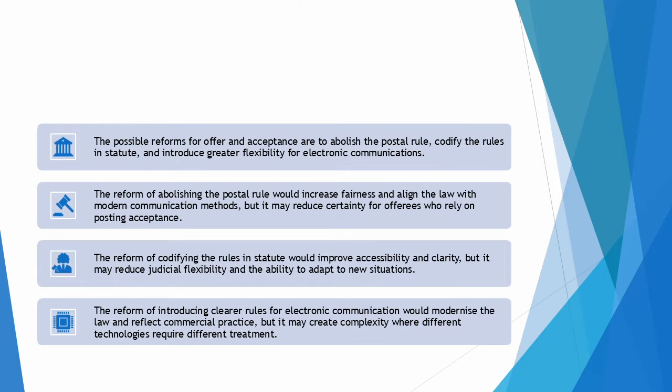The possible reforms for offer and acceptance are to abolish the postal rule, codify the rules in statute, and introduce greater flexibility for electronic communications. The reform of abolishing the postal rule would increase fairness and align the law with modern communication methods, but it may reduce certainty for offerees who rely on posting acceptance.